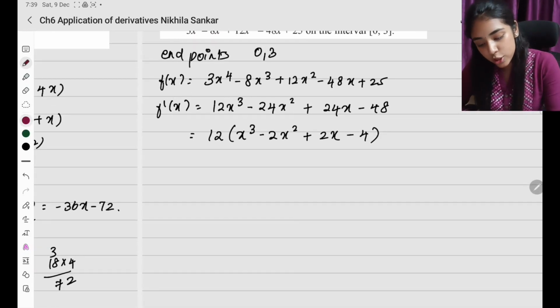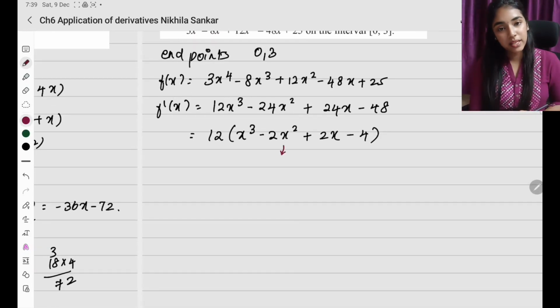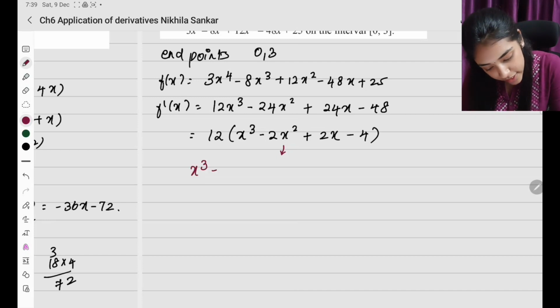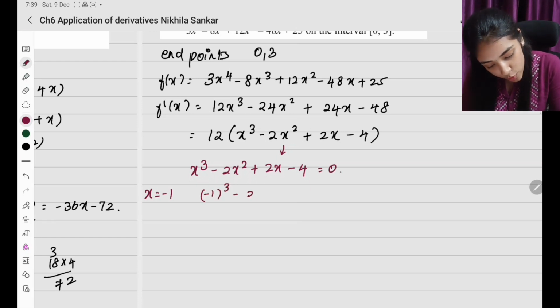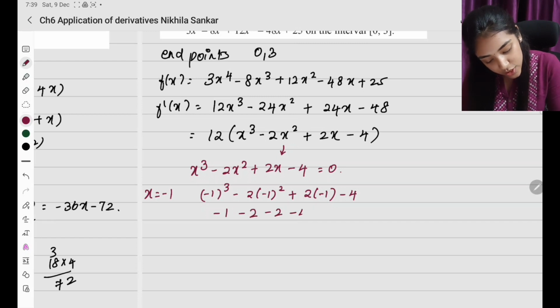Okay, now I have a cubic term. Now how do we find the factors of a cubic term? By trial and error. So I have x cube minus 2x square plus 2x minus 4. Let me try x equals minus 1. When I substitute, I have to check if this is equal to 0. So minus 1 the whole cube minus 2 into minus 1 the whole square plus 2 into minus 1 minus 4. When I simplify, minus 1 minus 2 minus 2 minus 4.